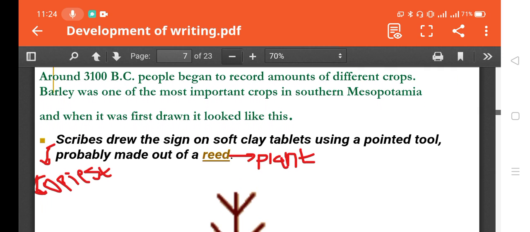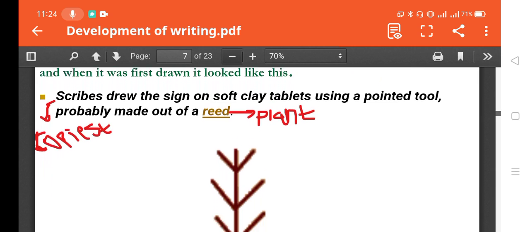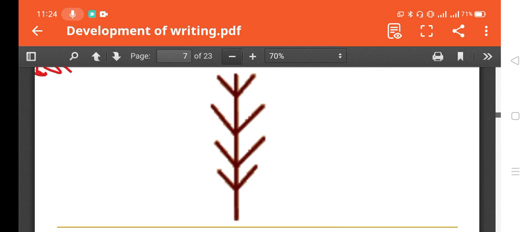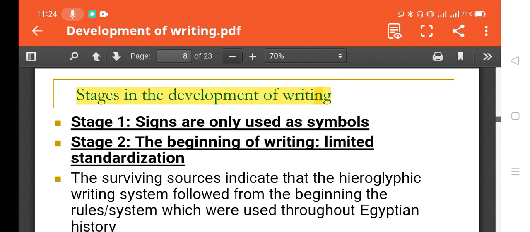The scribes, the writers, drew the signs on soft clay tablets using pointed tools, probably made of reed, which is a plant. So this is a sample. And now we'll see the stages in the development of writing.